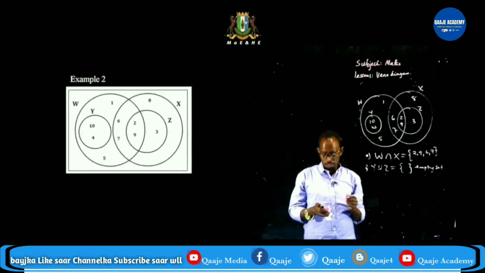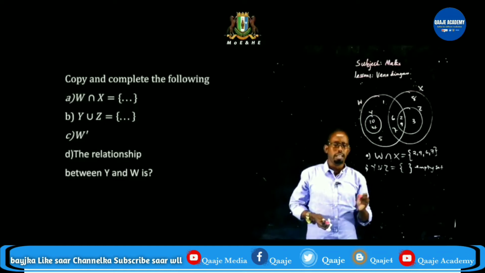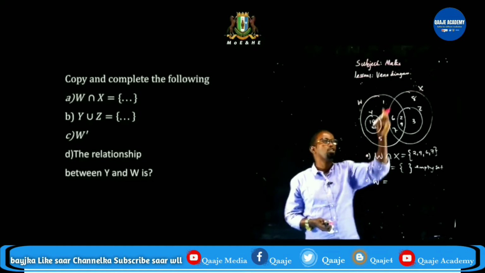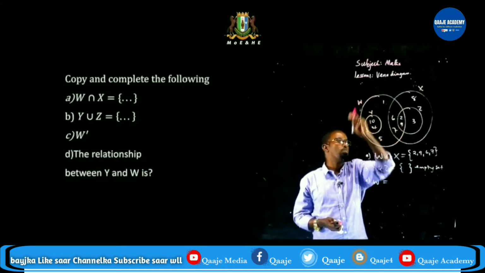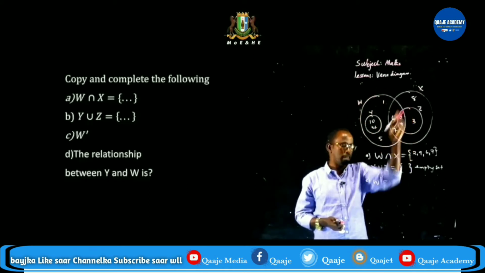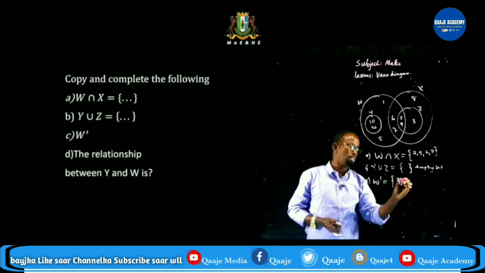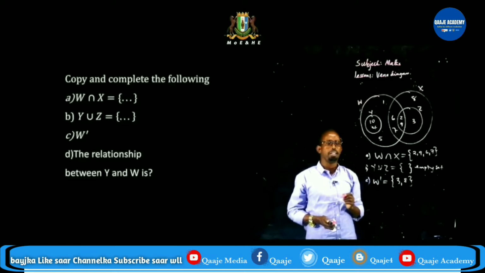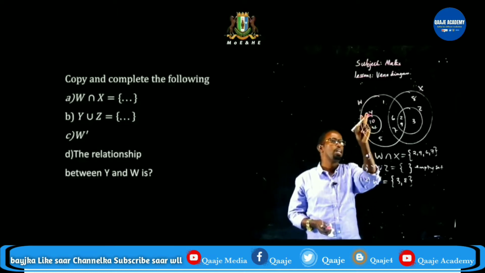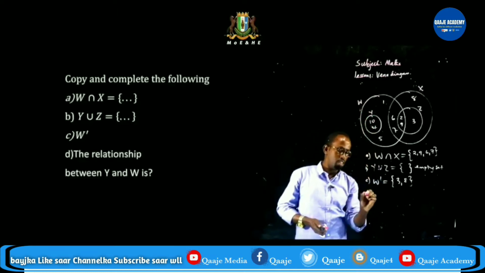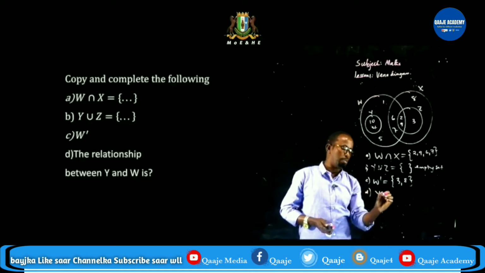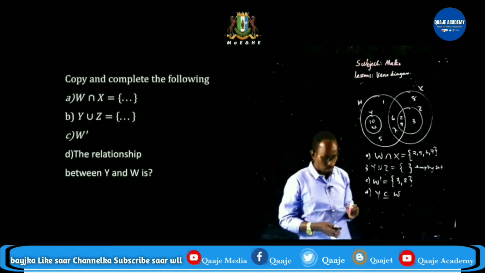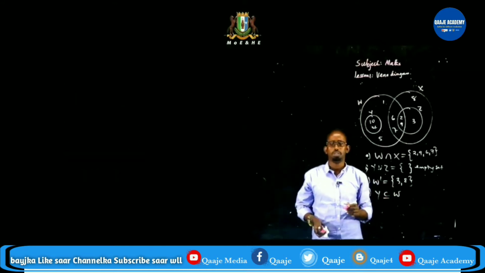Then next, W complement. W complement means outside W. Outside W we have only 3 and 8. Now the relationship between Y and W, the relationship between Y and W is Y is a subset of W.